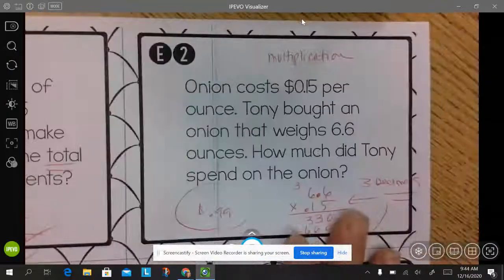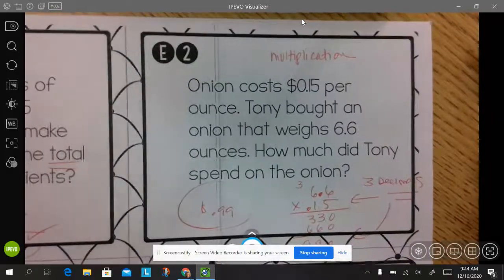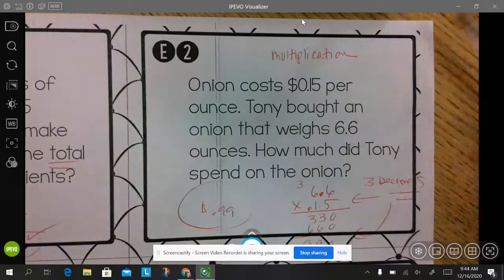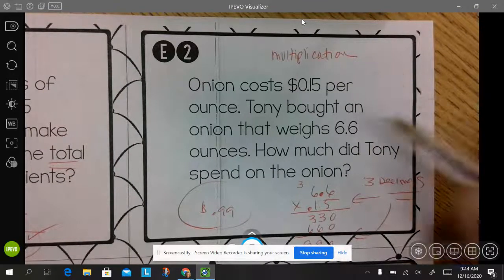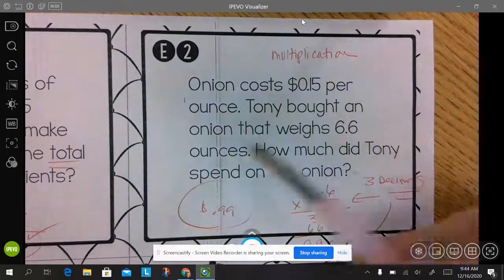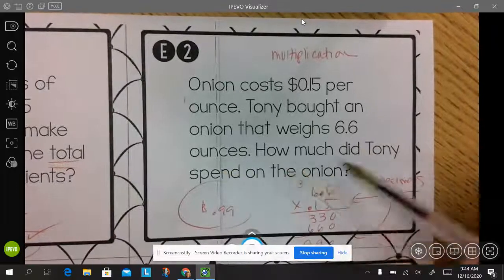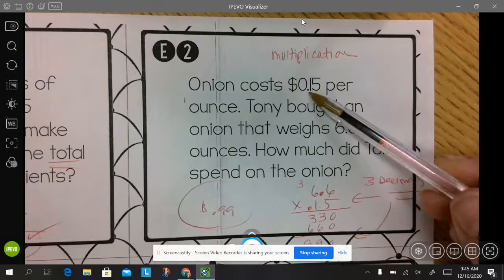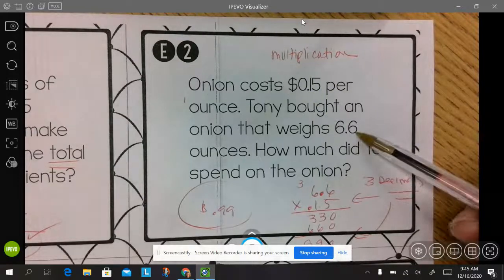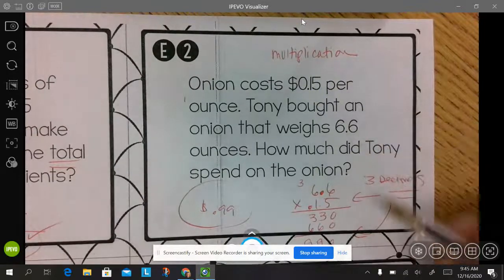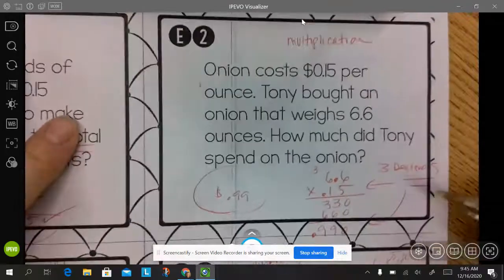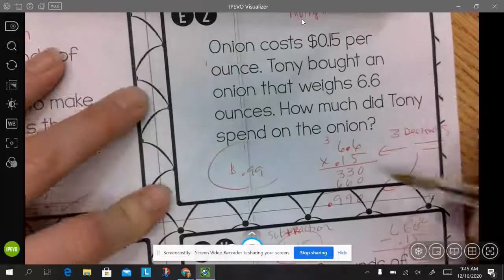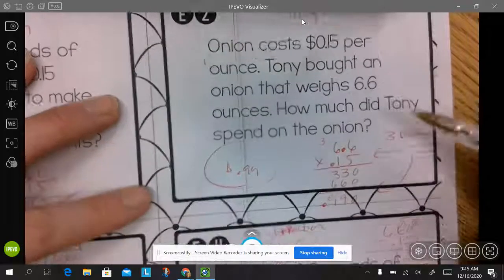All right, E2. Onion cost 0.15, or 15 cents, per ounce. Per ounce is just per 1 ounce. Tony bought an onion that weighs 6.6 ounces. How much did Tony spend on his onion? Well, if it's 15 cents per ounce and his weighs 6.6 ounces, you want to use multiplication. So you want to do 6.6 times 0.15. Multiply like you would normally, however you multiply.